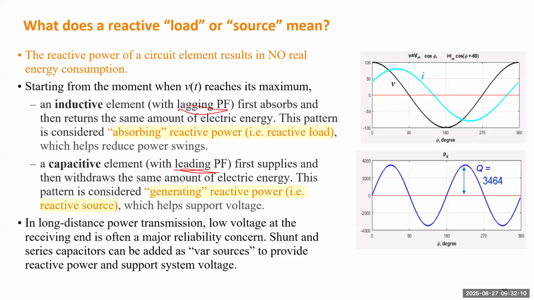Usually that can be a reliability concern because we don't want the voltage to drop too much over the distance. So if you want to make the voltage higher, usually they will purchase a shunt or series capacitor, depending on how it's connected to the line. It can be connected as a parallel branch to the load or in series with the transmission line. Such capacitors, or any other device which can behave like a capacitor, are called var sources. It may not be a real capacitor, but it will behave like a capacitor to make the current lead the voltage. Such devices are considered var sources. Var sources means reactive power sources.